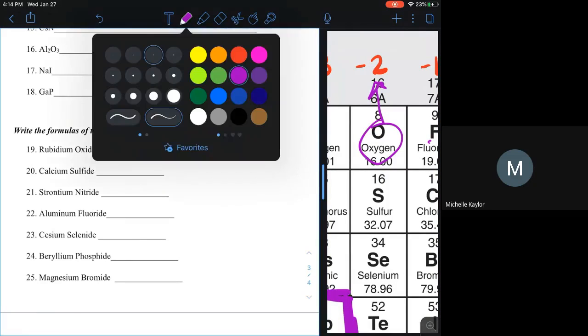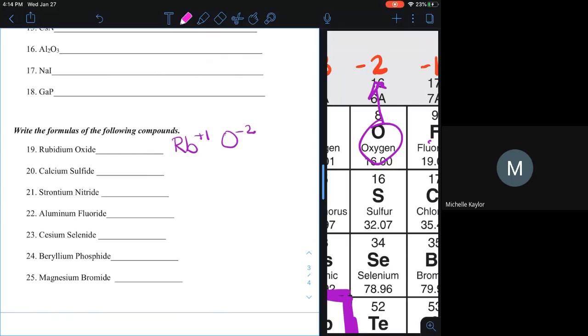Then I'm going to crisscross. And what I mean by that is as follows. When I want to know how many rubidiums there are, I'm going to look at the charge associated with oxygen, the number associated, which is 2. And then I'm going to crisscross it. That's how many rubidiums I'm going to have, is 2. When I want to know how many oxygens there are, I'm going to look at the number associated with rubidium, which is 1. So remember, we don't actually write the 1. You can if you want to, but technically if no number is written there, we know it means 1. So this is rubidium oxide.